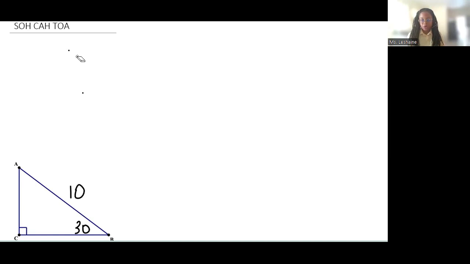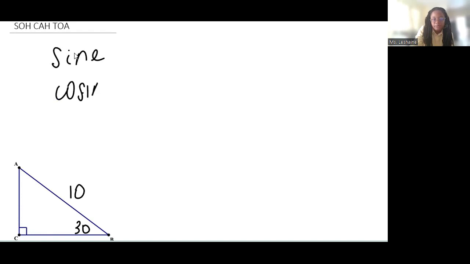Now, SOH CAH TOA is used to assist us in memorizing the three main trigonometrical identities. They are sine, cosine, and tangent. Now, SOH CAH TOA is really an abbreviation.